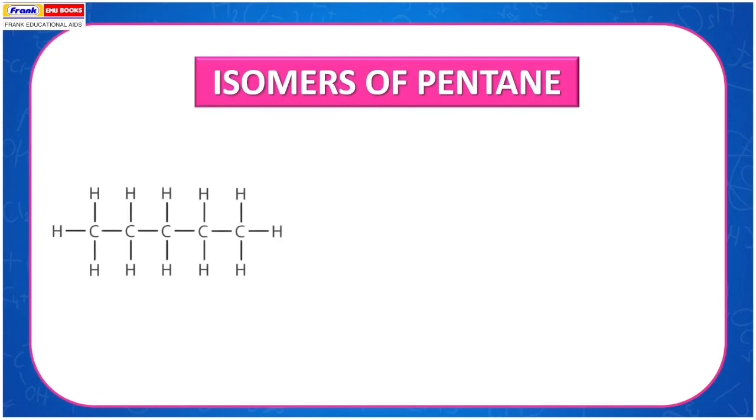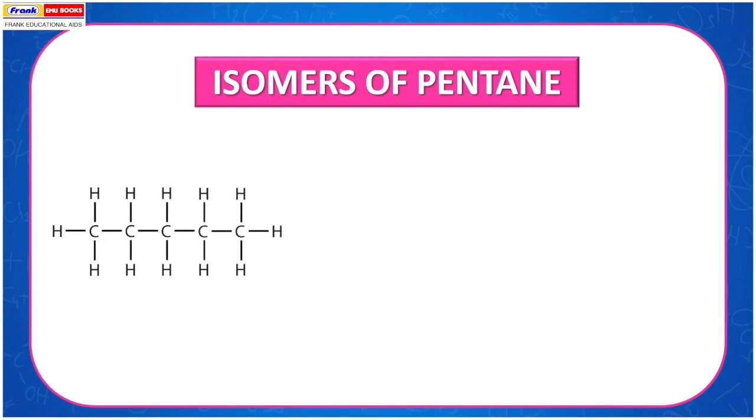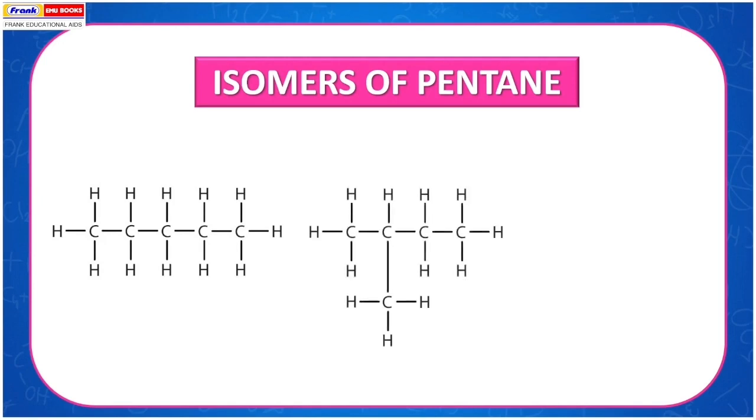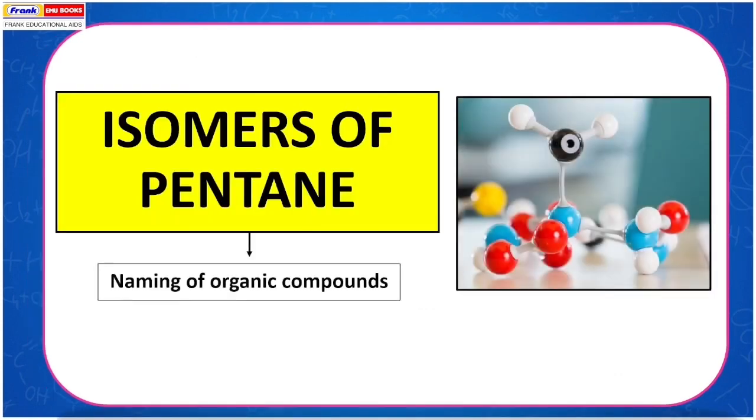Isomers of pentane. The 3 isomers of pentane are explained as below. In the first isomer, we have a straight chain of 5 carbon atoms in which the valency is satisfied by hydrogen atoms. In the second isomer, we have 4 carbon atoms and branching at the second carbon atom, and valency is satisfied by hydrogen atoms. In the third isomer, we have a straight chain of 3 carbon atoms and 2 branchings at the second carbon atom, and valency is satisfied by hydrogen atoms. Naming of organic compounds.